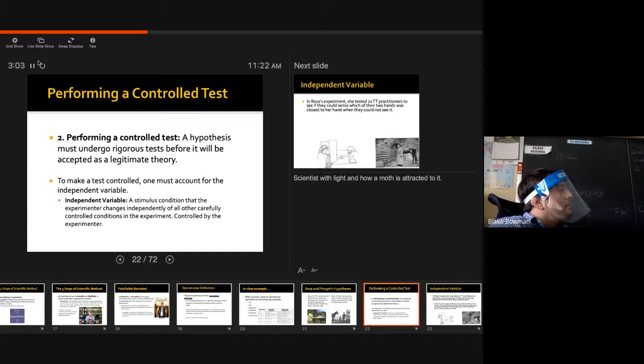All right, so to make a test controlled, one must account for the independent variable. The independent variable is something that is changed or altered by the experimenter in a test or an experiment. So what do you think the independent variable would be, something that Emily Rosa changed within her experiment? What did she change? Real quick, the independent variable is just something that is changed or altered by the experimenter, in this case altered by Emily Rosa. So what do you think the independent variable would be for Emily Rosa?